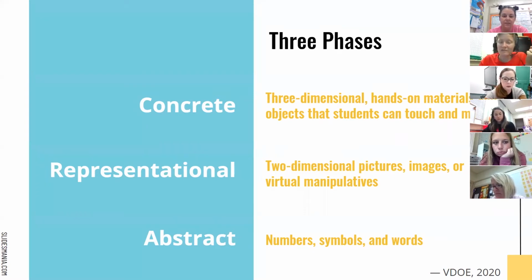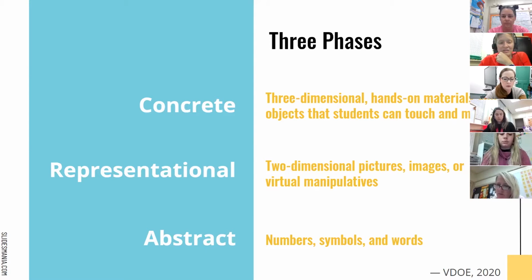Representational would be a 2-dimensional picture or an image. It could be something that the student is drawing on their paper to represent the manipulative or to represent the object, or it could be something that you're showing on the board, on the screen. That would be an example of a representational. Also, virtual manipulatives fall into this category because they are not concrete. They're not something that you're touching. They're still an important representation.